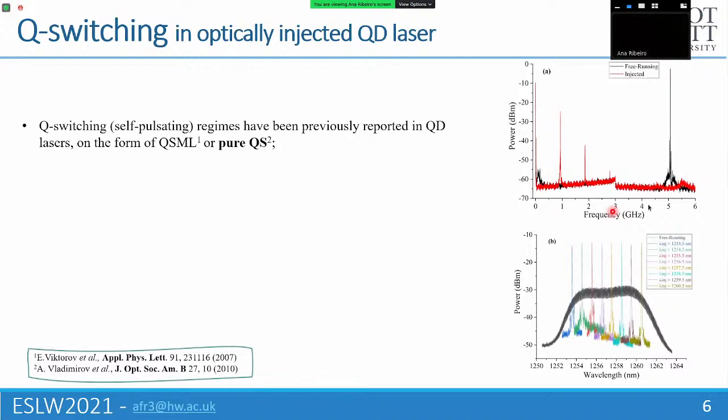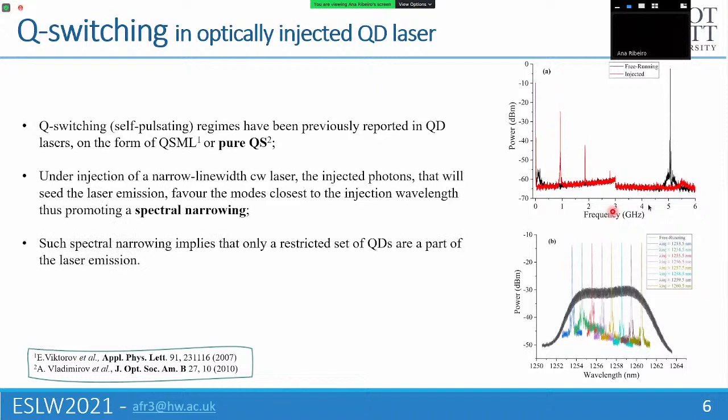But why can we induce this Q switching regime with optical injection? Well, under the injection of this narrow linewidth CW laser, the injected photons will favor the modes closest to the injection wavelength, thus leading to the spectral narrowing that we see. And this spectral narrowing implies that only a restricted set of quantum dots are part of the laser emission, and that leads to 2 other effects.